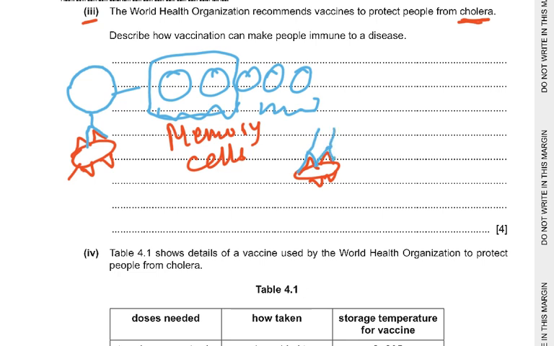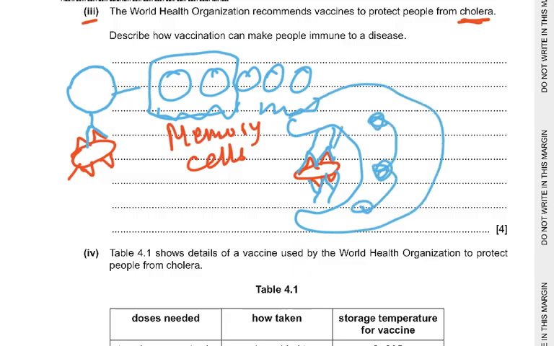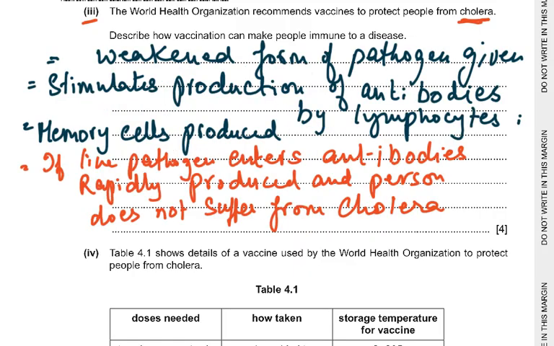So antibodies will be made against it, and then the phagocyte is going to engulf it and destroy it. So the person will not suffer from cholera. So the weakened form of the pathogen is given, or you can say the harmless form of the pathogen is given, and this stimulates the production of antibodies by lymphocytes. In this process, memory cells are produced. That is the important thing. Memory cells have to be produced. And if the live pathogen enters, then antibodies are rapidly produced and the person does not suffer from cholera.